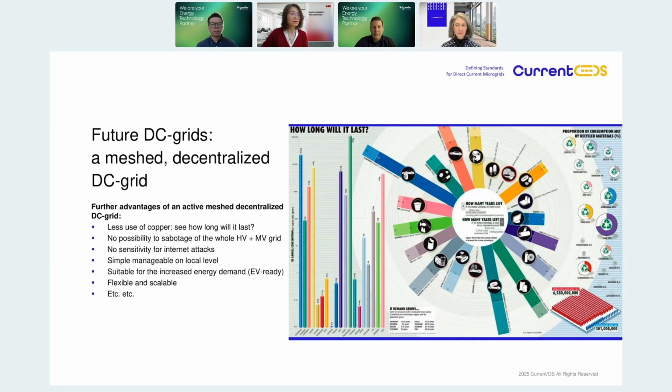The infograph on the right side is a picture from an article from New Scientist from 2007 already, and is showing how many years we have left for our key natural resources. For example, copper is expected to be available between 38 and 61 years from 2007 on. And you can see that active DC grids can help a lot in saving copper.